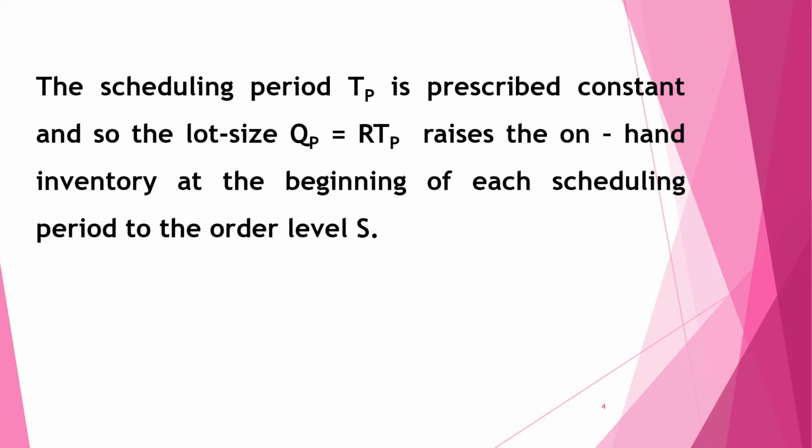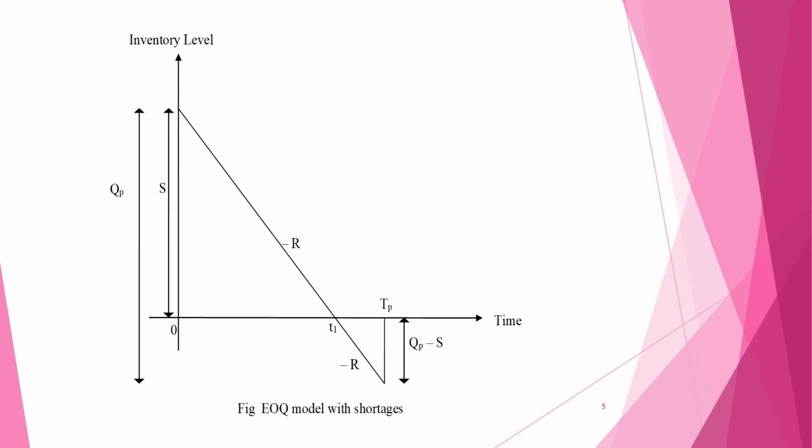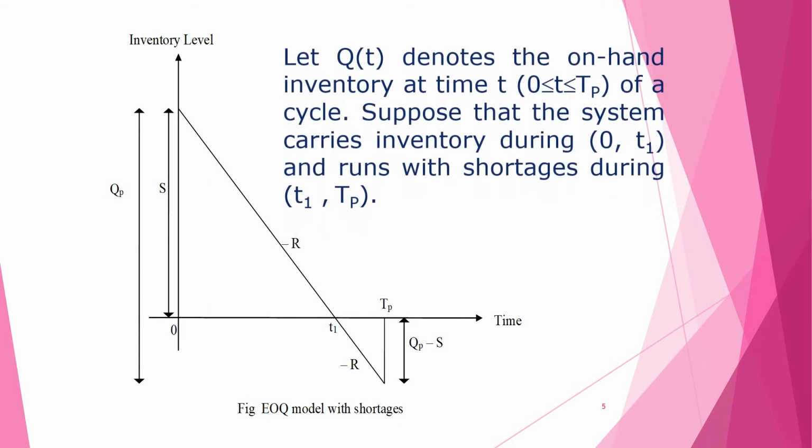Here TP is prescribed and constant. That means after every TP time units, QP units will be ordered. So TP will be constant and obviously QP will be constant. Shortages are made up when the next procurement arrives. So order level S will be the decision variable. Let us see inventory level status.